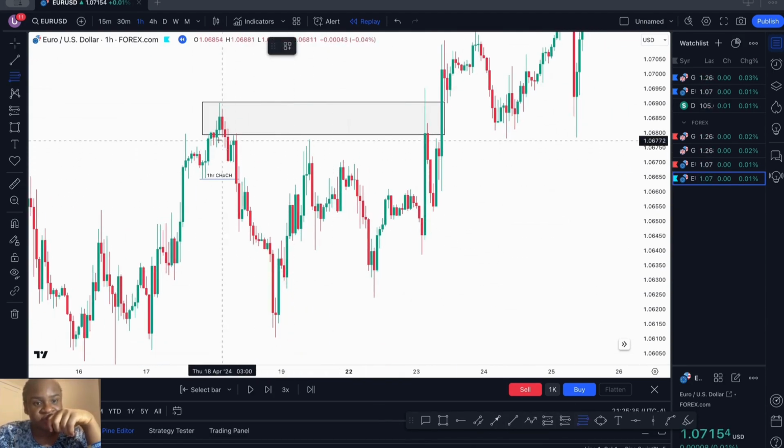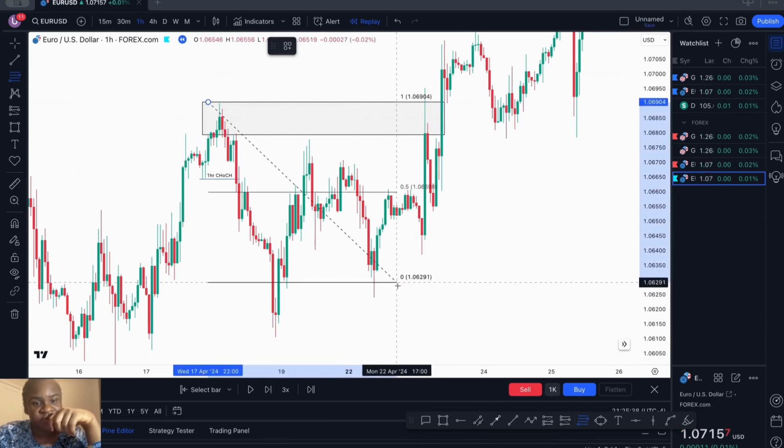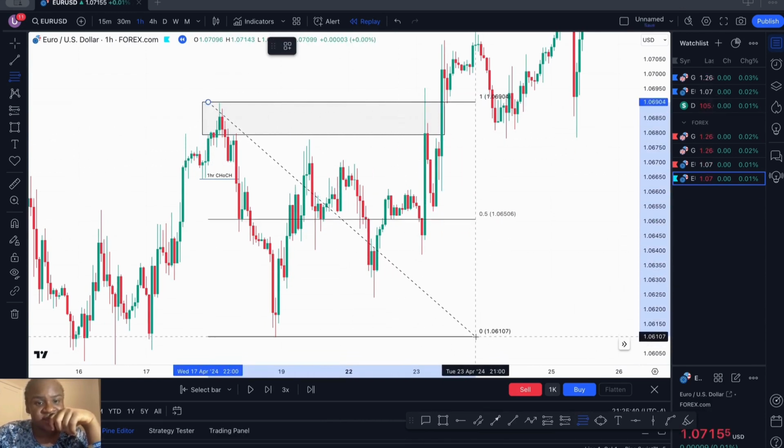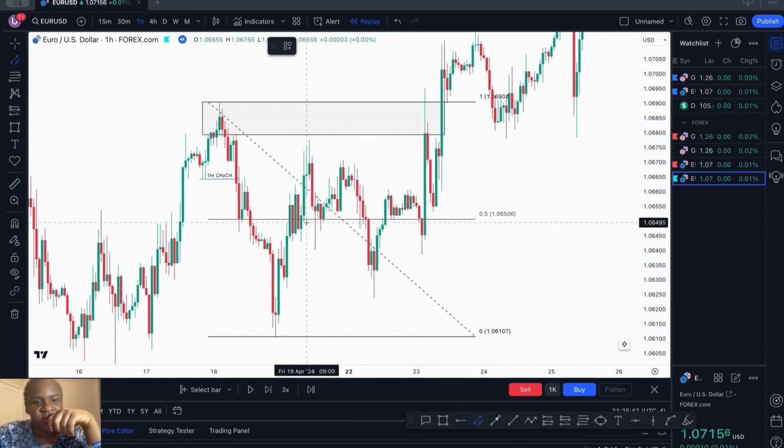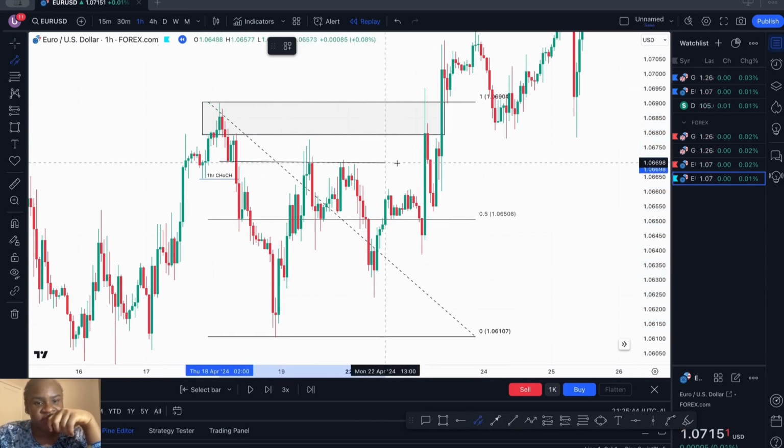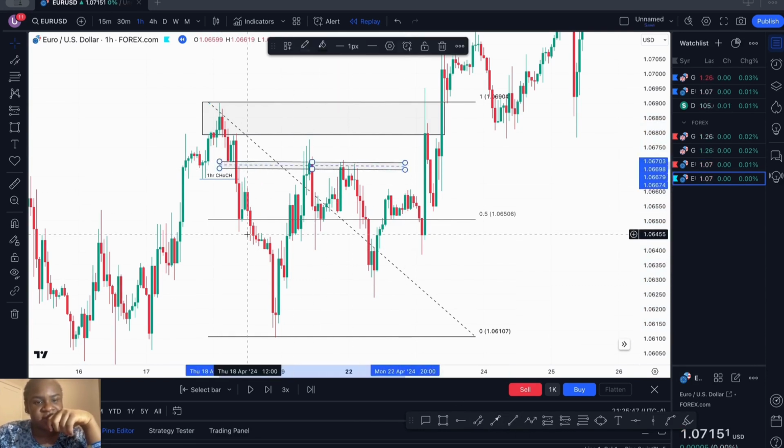Don't forget your Fibonacci from the high to the low. This is a very nice guide that has helped me trading a lot. Now, what do I have next? I have my fair value gap. You can see it, right?